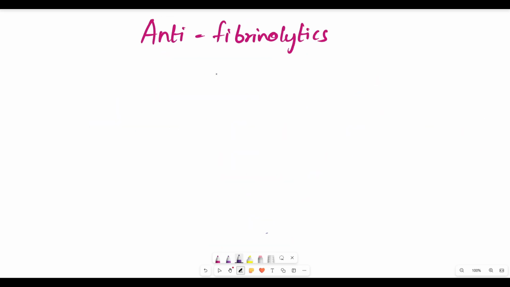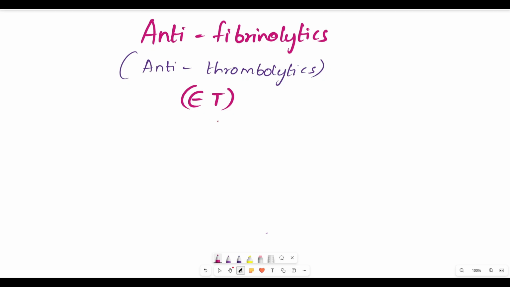So coming to antifibrinolytics, these are also called antithrombolytics. Here we just have two examples, and to remember those two examples there is only E and T. Remember it as ET. Now let's try to write the examples.